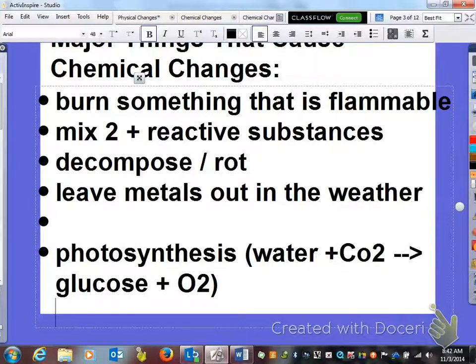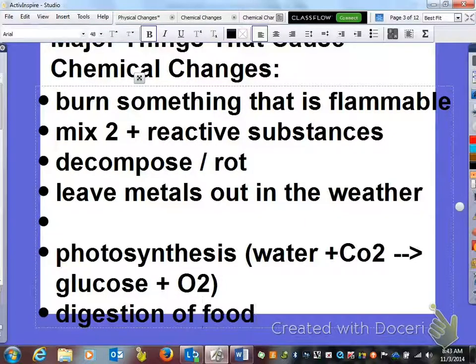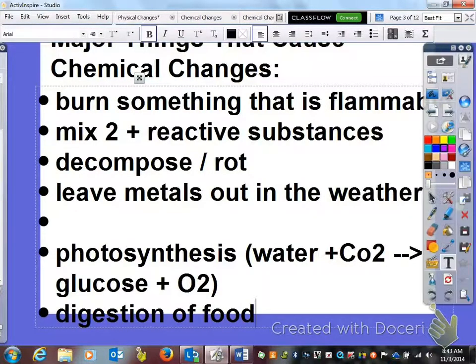Another one that I want you to put a bullet to include is the digestion of food. Once you eat and you've chewed it and swallowed, that sets up something that will cause a chemical change. That's the digestion of food.